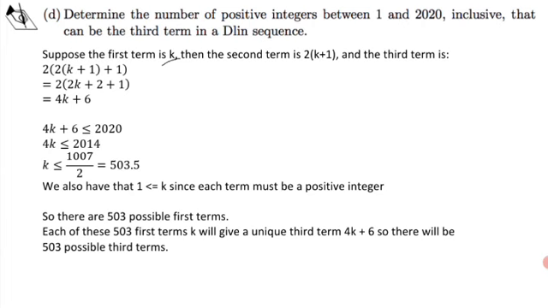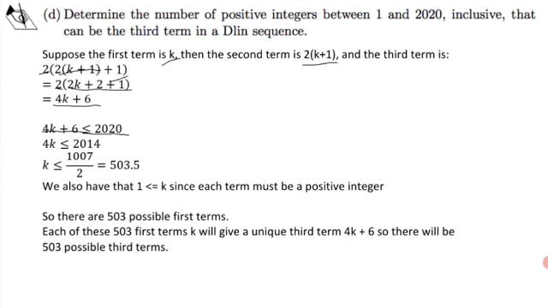We know that the second term is 2 times the first term plus 1, so 2 times k plus 1. And in turn, the third term would be 2 times the second term plus 1. So that would be 2 times (2k plus 1) plus 1. Expanding this, I'll have 2 times 2k plus 2, plus 1. And finally expanding that again, we'll have 4k plus 6. Now, we know that this third term is a positive integer between 1 and 2020 inclusive. So we can set that 4k plus 6 is less than or equal to 2020.